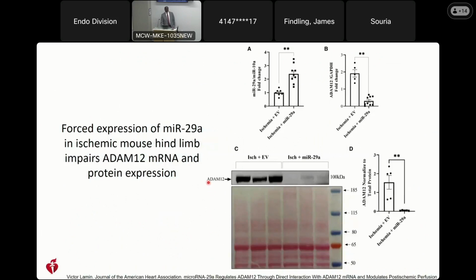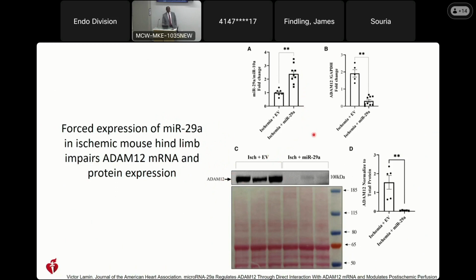So we asked the question, I've shown you data that in the ischemic tissue or endothelial cells, you actually see less miR29 expression. So the question was, why is that important? Yes, we've seen that under conditions where miR29 expression is low, you see upregulation of ADAM12. But physiologically, what's the implication in a mouse? Why does miR29 need to be downregulated? So we forced expression of miR29 and looked at what happened.